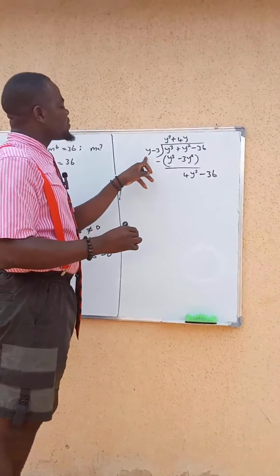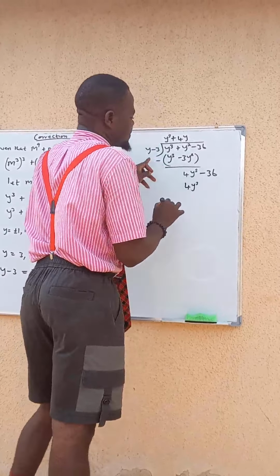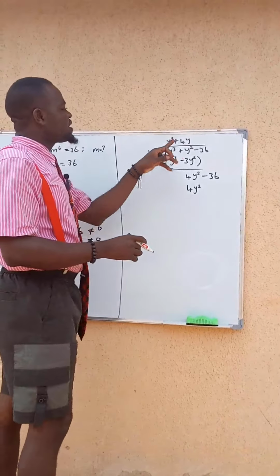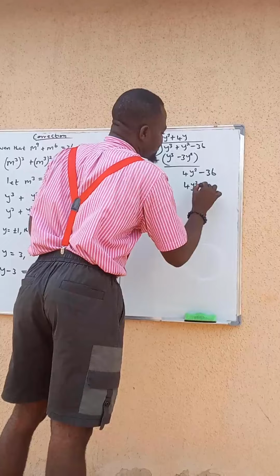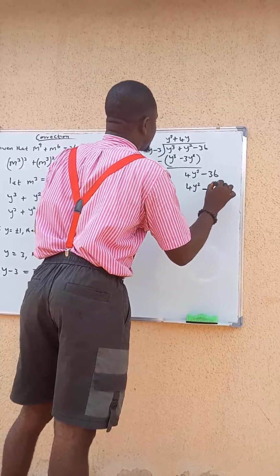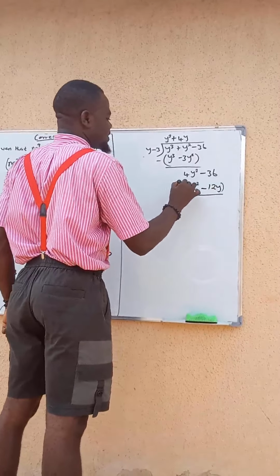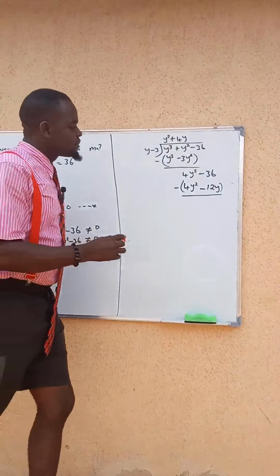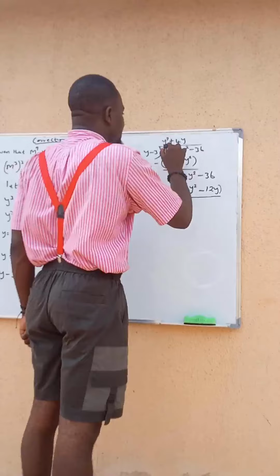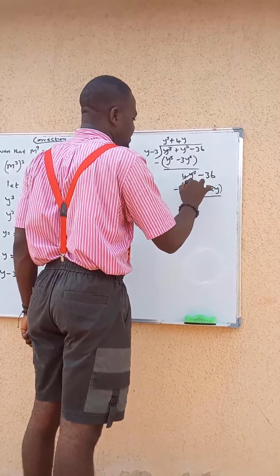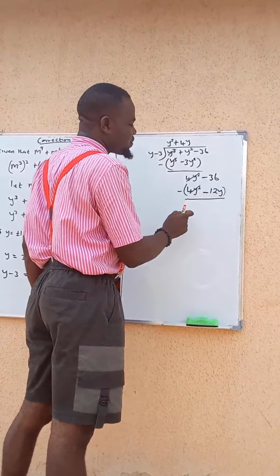Now 4y multiplied by y will give me plus 4y squared. You don't need to show the plus since it's plus 4y squared. Then 4y multiplied by minus 3 will give me minus 12y. You put it in a bracket because there's an invisible minus. Minus 4y squared plus 4y squared is 0. Maybe let me begin to do it for you so that you can understand. In this way. Then minus times minus 12y is plus 12y.